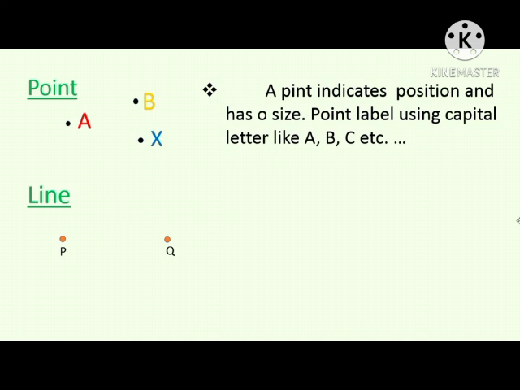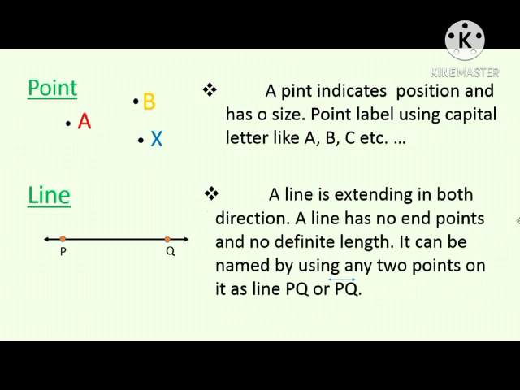Next one, line. Here, point P, point Q. So a line is drawn through these two points. A line extends in both directions. In both directions the line is extending, so you can see the arrow mark. That means it will extend.